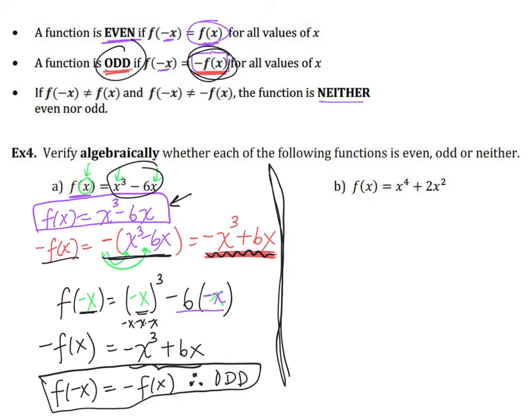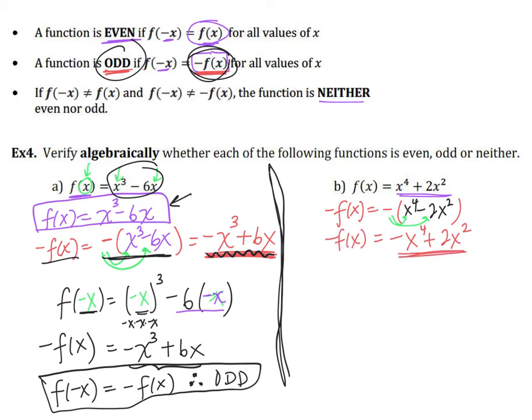All right, let's try the next one. I see my original function. It's x to the 4th plus 2x squared. Now, what is the opposite of the original function? Well, I'm going to put in a negative, and then I'm going to have my x to the 4th plus 2x squared. But when I distribute that negative, let's use red, I get negative x to the 4th, and then a negative is positive 2x squared.